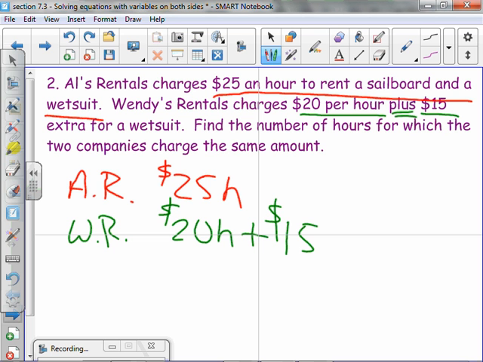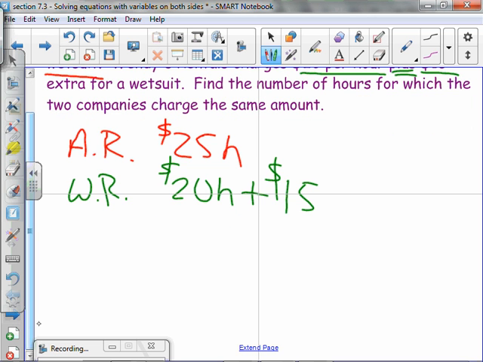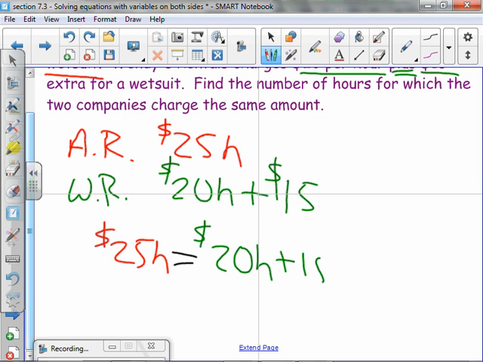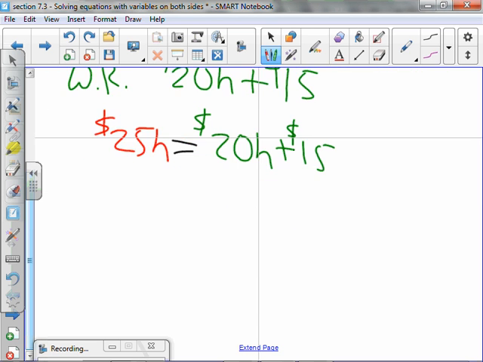And then it says find the number of hours for which the two companies charge the same amount. So this is pretty straightforward. Once again, I'm going to say, when are these two the same? When does 25H equal 20H plus 15? Okay, and now all I have to do is solve this to find H, which is my number of hours. Okay, so minus 20H, minus 20H.